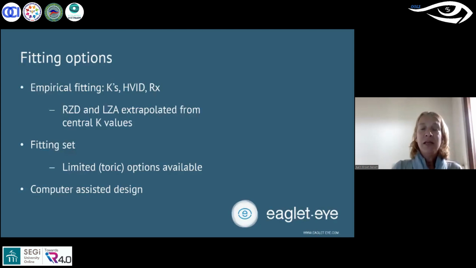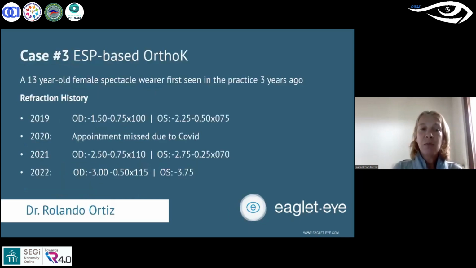So we're just looking at some case reports here. These are from Rolando Ortiz. He's been fitting the Paragon CRT for quite some time using the Eaglet to get his data. In this case, we have a 13-year-old female. She's a spectacle wearer, and she was first seen in practice 3 years ago.